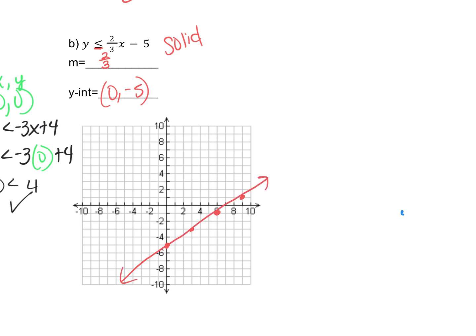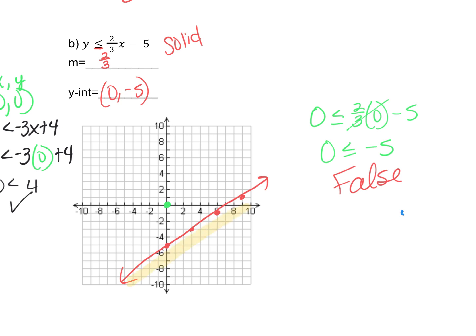Pick your test point. Can we use the easy 0, 0? Yes, we can, so let's do it. I'm plugging in 0 for the x and 0 for the y. Is 0 less than or equal to 2/3 times 0 minus 5? That's just 0 times 2/3, so is 0 less than or equal to -5? No, 0 is not less than -5. So this is false, and we are not shading on the side of that test point. We're going to shade on the opposite side, which would be over here.